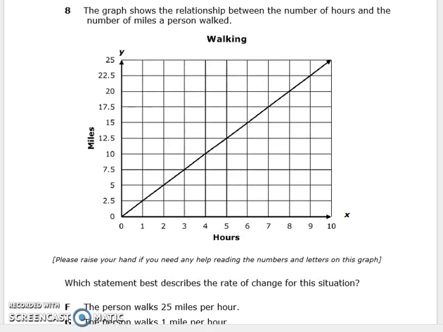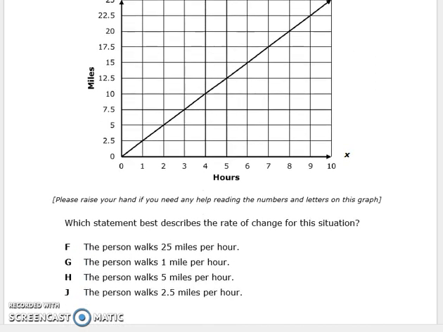Number 8. The graph shows the relationship between the number of hours and the number of miles a person walked. Which statement best describes the rate of change for this situation? F, the person walks 25 miles per hour. G, the person walks 1 mile per hour. H, the person walks 5 miles per hour. Or J, the person walks 2.5 miles per hour.